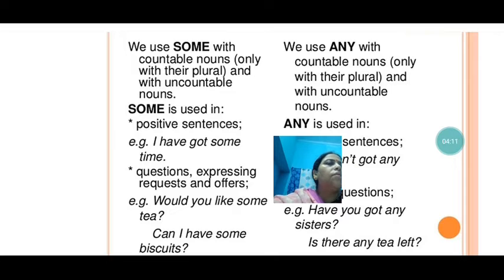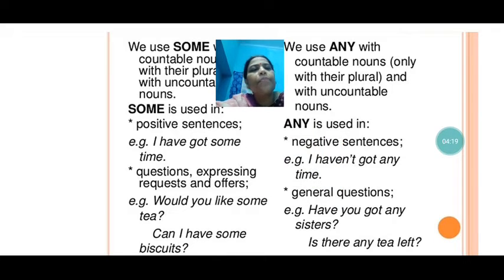We use any with countable nouns only with the plural and with uncountable nouns. Okay, use of some and any. So any is used in negative sentences. I haven't got any time. So here you see, haven't, as not has been used in that. Then general questions. Have you got any sisters? Is there any tea left? So in the question form we use any.